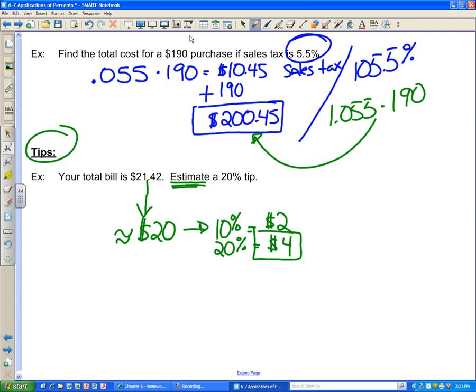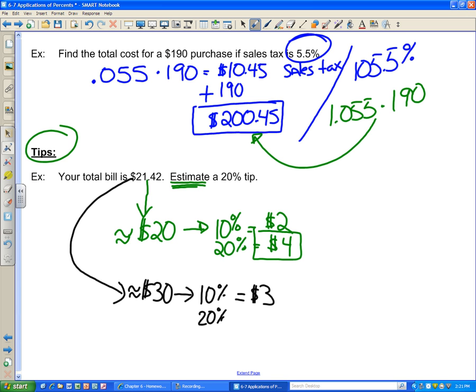Now some people might change this $21.42 and say that this bill is about $30. So if it's about $30, 10% would be $3 when you move the decimal once. 20% when you double it is about $6. And I'm going to say "about" here instead of "equals" since we estimated that.